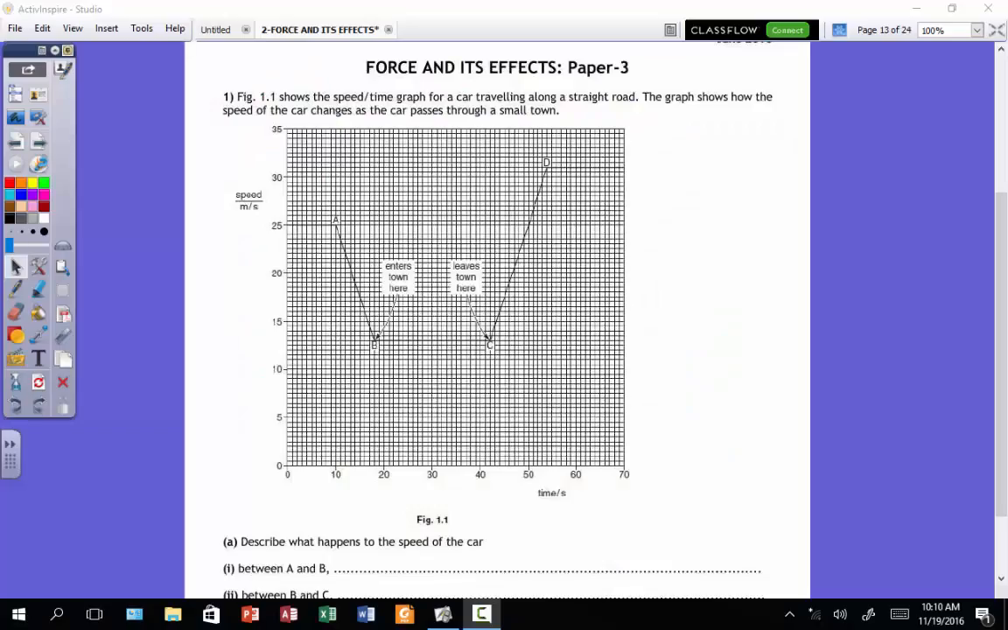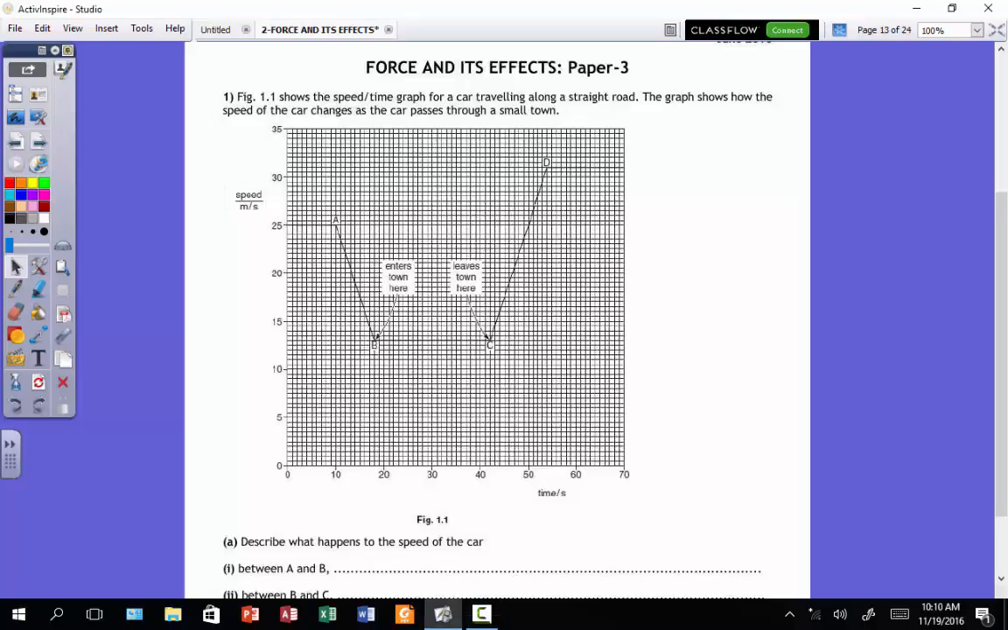Hi guys, today we're going to solve questions from paper 3, force and its effects. The first question: Figure 1.1 shows the speed-time graph for a car traveling along a straight road.